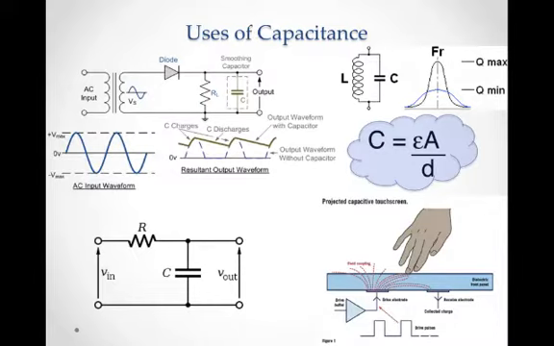Uses of capacitance. There are many uses of capacitors in circuits. A common use is in power supply circuits where we're converting from alternating current to direct current, and a capacitor is charged up to level out the bumps when you convert from AC to DC.